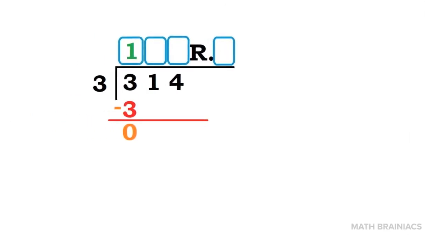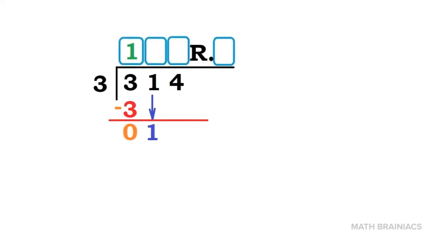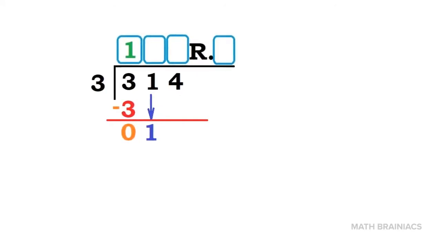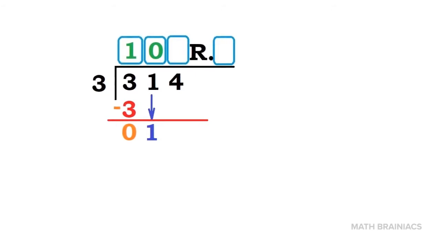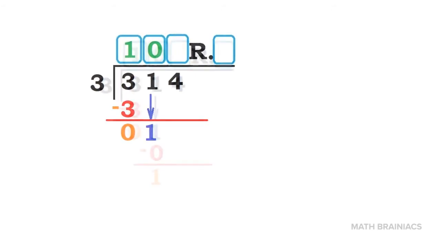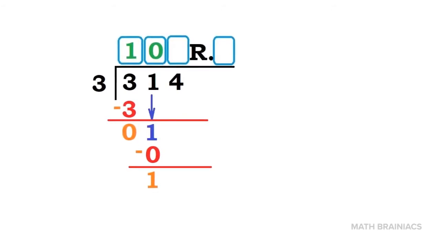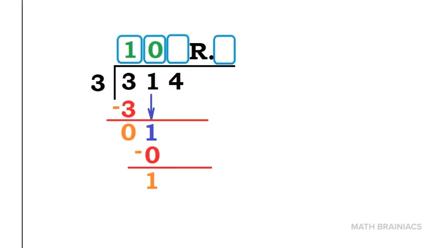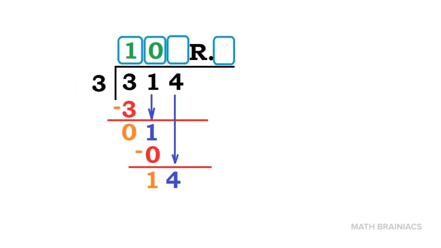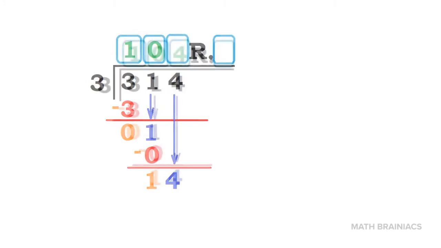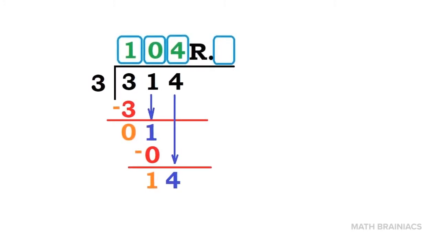Then, we are going to subtract 3 from 3, which will give us 0. Afterwards, we're going to bring down the 1. Next, we're going to divide again. 1 divided by 3 is 0. Subsequently, we can subtract 0 from 1. 1 minus 0 is 1. Thereafter, we can bring down the 4, which is the last number in the dividend. 14 divided by 3 will give us 4.